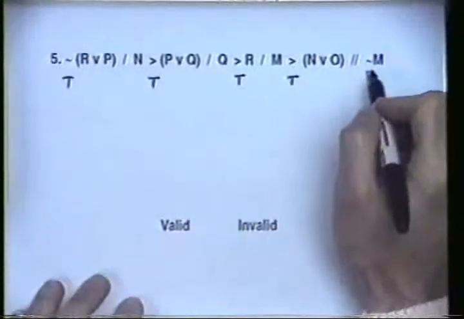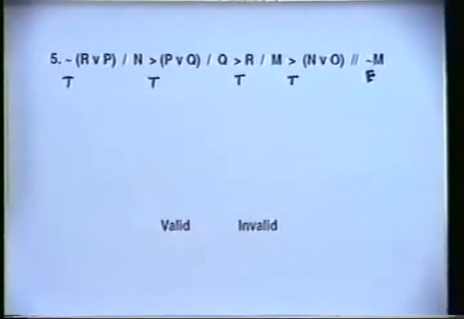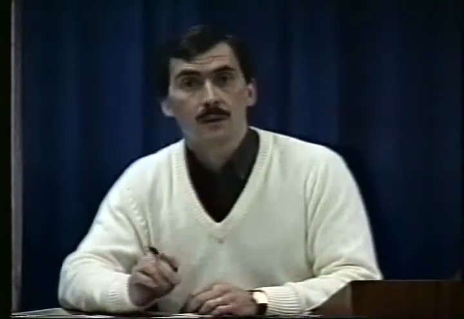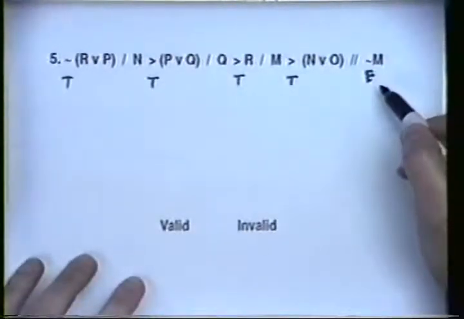So here's what we're trying to do. We're trying to fill the row out so that the premises are true but the conclusion false. The question is, can we do this? If we can do this, then we have an invalid argument. If we get stuck, if we can't consistently fill this row out, that will show that the argument is in fact valid.